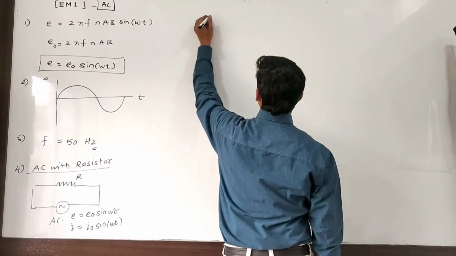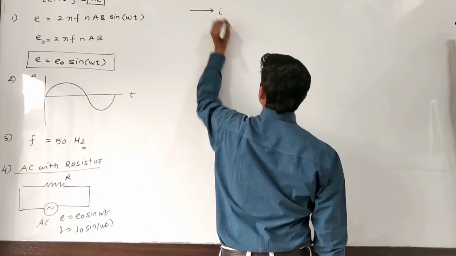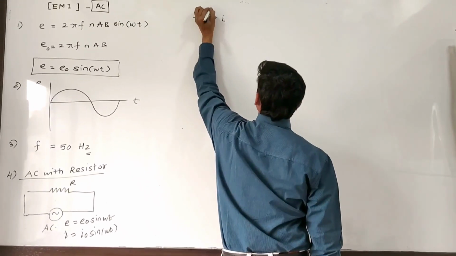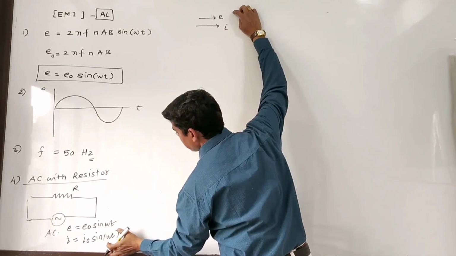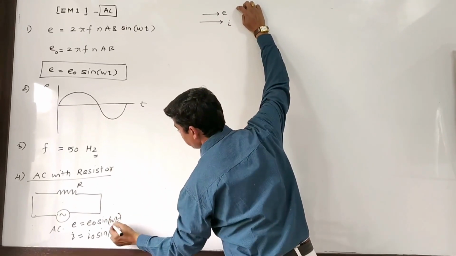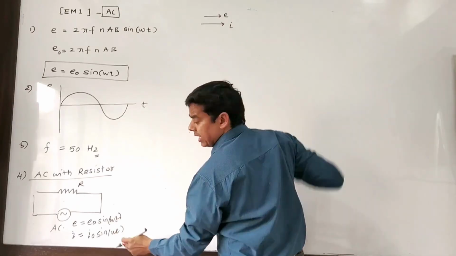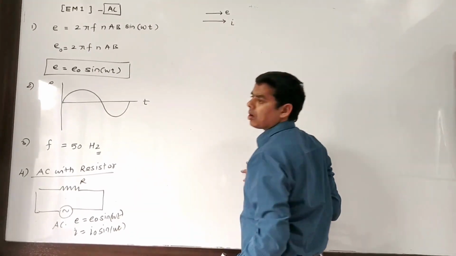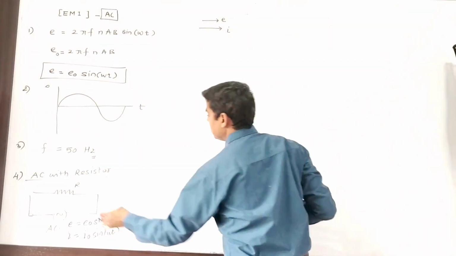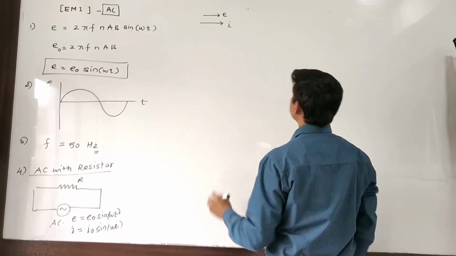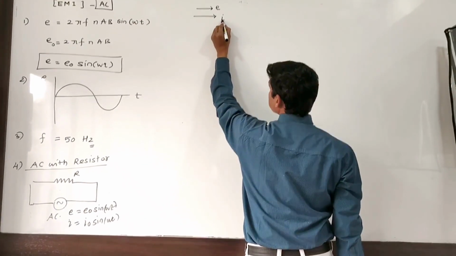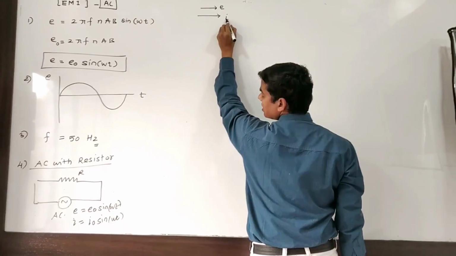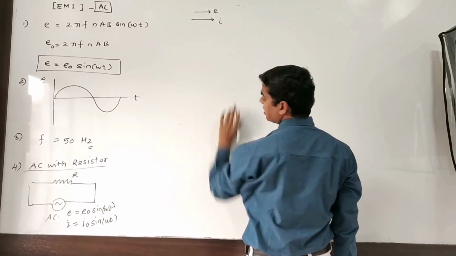And for a resistive circuit, current is along the x-axis, and EMF is again along the x-axis. So current and EMF are in the same phase. Sin omega t, as the omega t are equal, we can say that EMF and current in the AC are always the same. But for which? For a resistive circuit. So EMF E and current I are in the same phase for a resistive circuit, that is, AC with resistance.